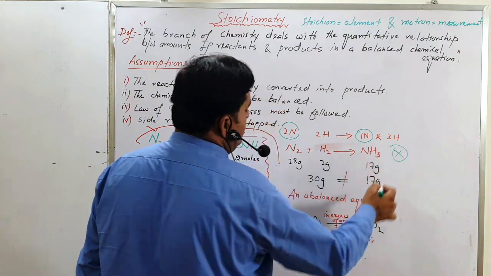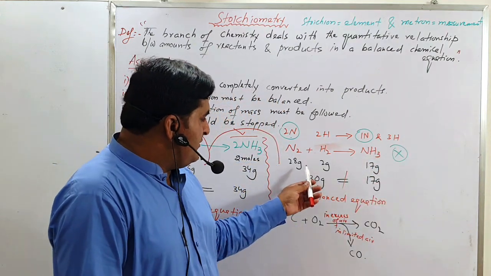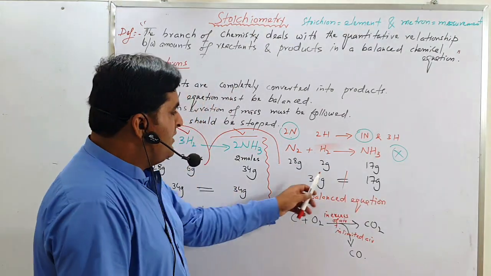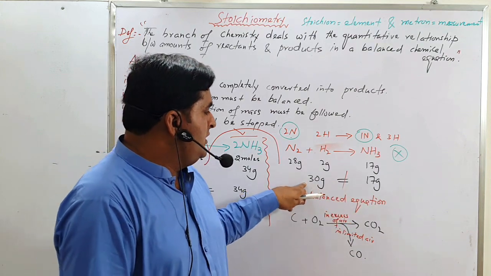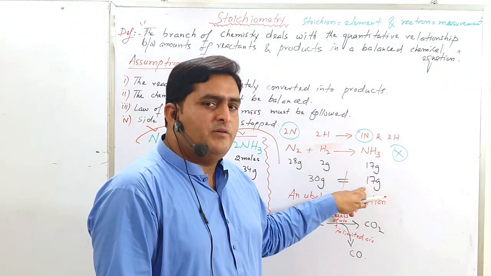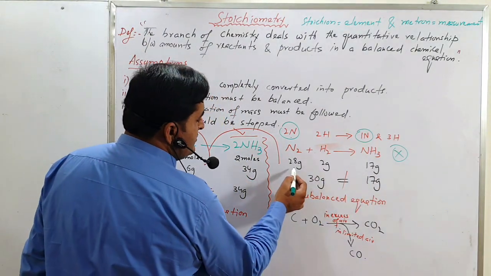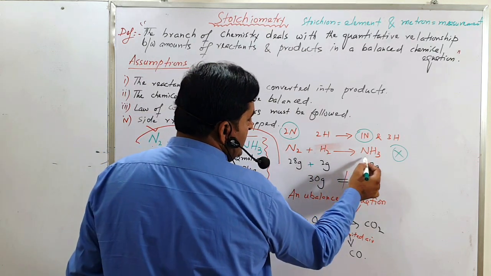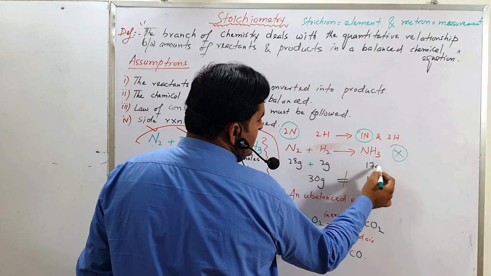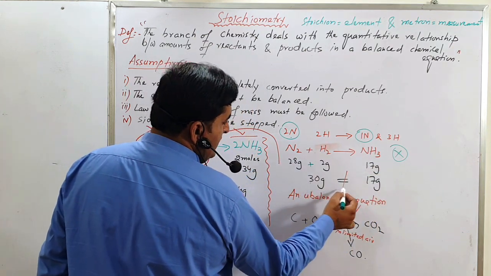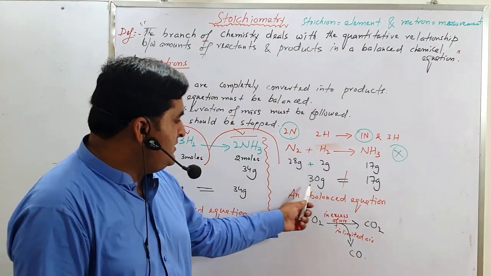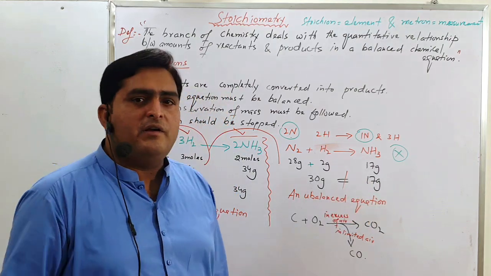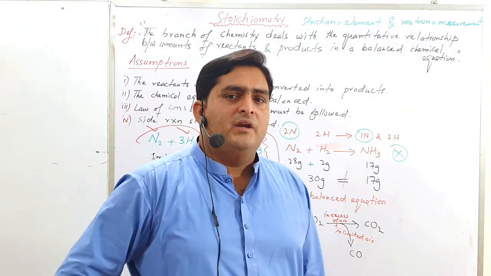Another feature of an unbalanced equation is that when you write masses below the atoms involved in the equation, you find that the masses are unequal. The total mass of reactants is not equal to the total mass of products. Look here. Nitrogen weighs 28 gram, hydrogen weighs 2 gram. So 28 plus 2 is equal to 30. Nitrogen weighs 14 gram, hydrogen weighs 3 gram. So 14 plus 3 is equal to 17. Now 30 gram is not equal to 17. It means the masses of reactants are not equal to the masses of products. This confirms that the number of identical atoms in reactants and products is not the same.